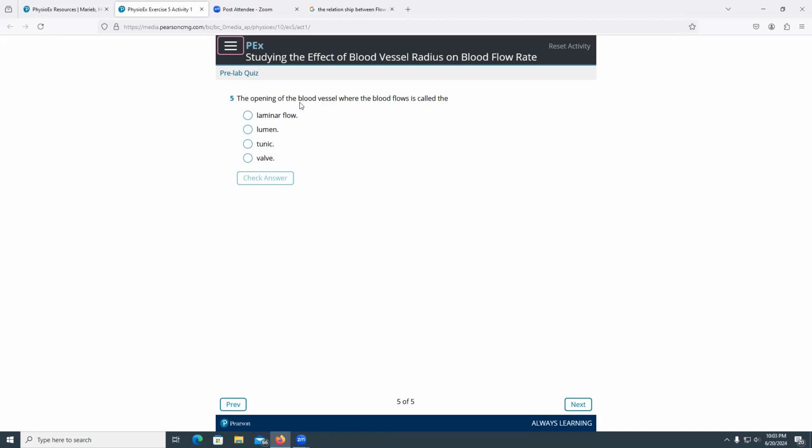Okay, the opening of the blood vessel where the blood flows is called, the laminar flow is not an opening. That is just describing whether the blood is flowing in the middle or at the edges. And the lumen is that space, so it's the opening of the blood vessel where the blood flows. That makes sense. The tunic is the layer: the tunica adventitia, the tunica media, and the tunica intima. And then the valve, these are the varicose veins. These are the valves in the veins that prevent backward flow.